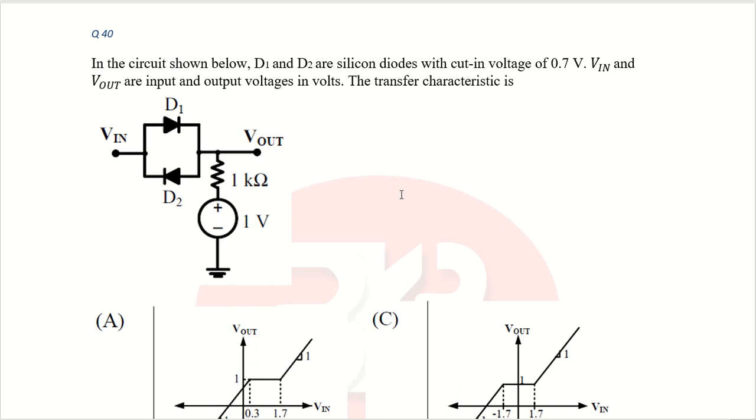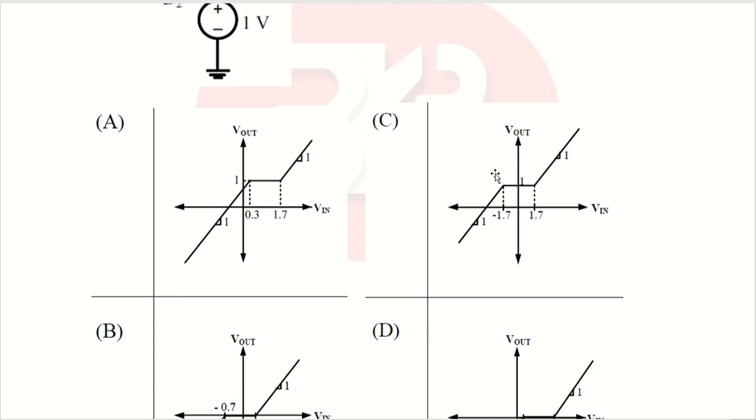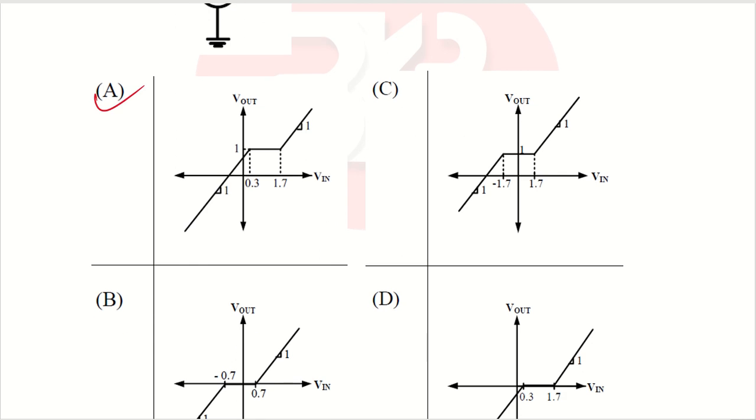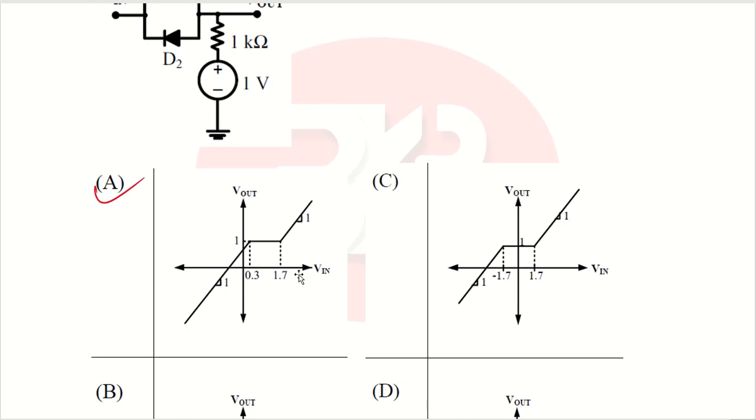Question number 40, you will have the solution for question number 40. This question is option A. This is the transfer characteristics. I have spent quite a lot of time, and I have given you more than 10 questions with different configurations on how to find the transfer characteristics of diode circuits. So option A is the answer for this.